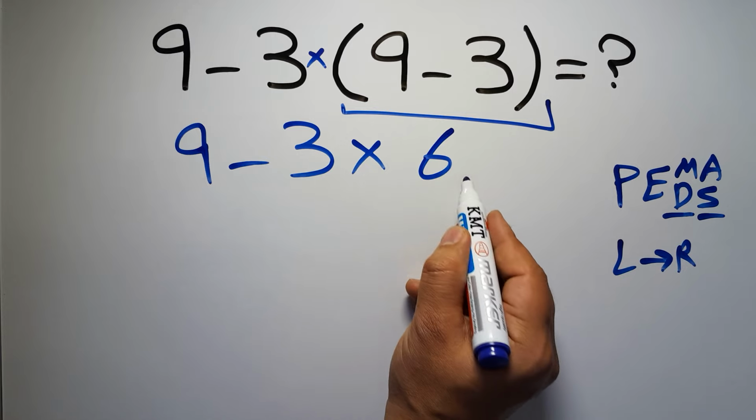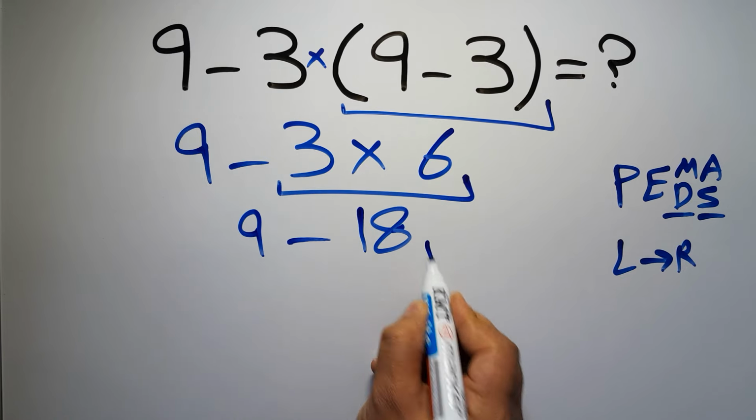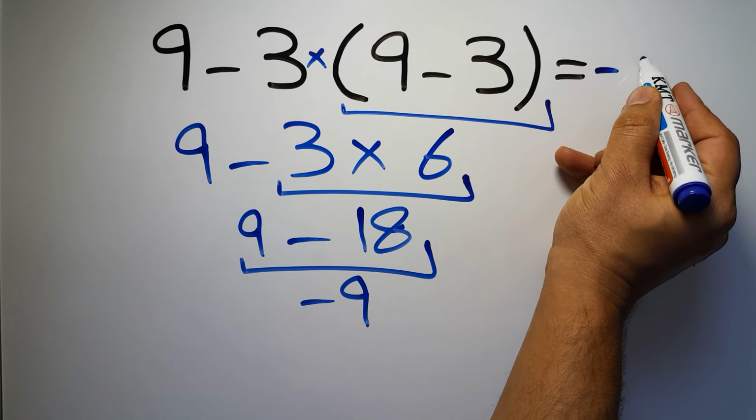3 times 6 is just 18. So 9 minus 18, which equals -9. And this is our final answer to this problem. The correct answer is -9.